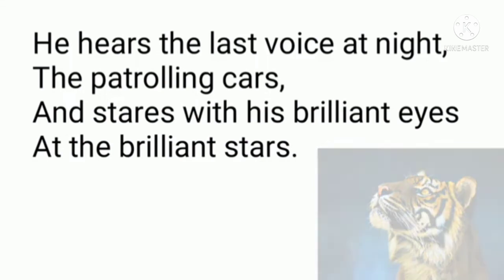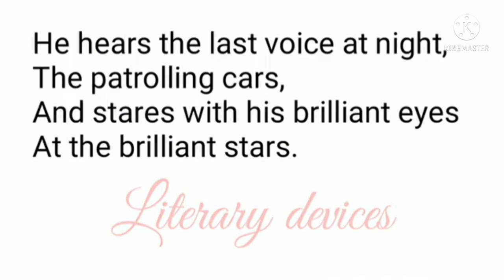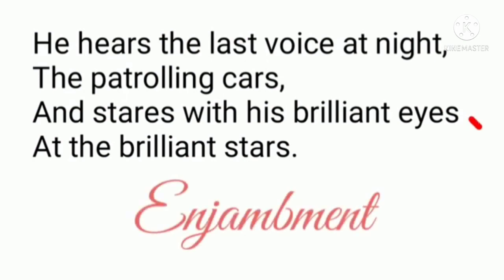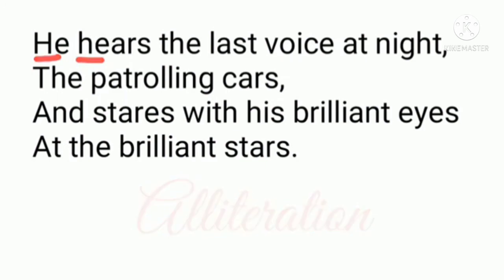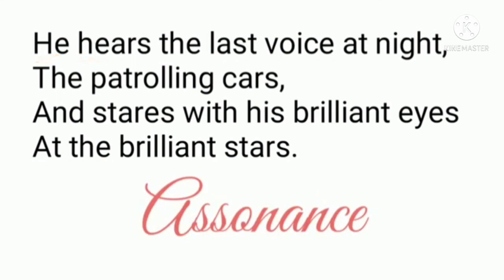Now, the literary devices in this stanza. The first literary device is enjambment, because the third line is continued without any punctuation mark to the 4th line. Brilliant eyes at the brilliant stars. That is called enjambment. The next poetic device that is used in this stanza is alliteration. The alliteration used here is he hears. H sound is being repeated in the very first line in the 2 words. Next is assonance. The vowel sound is being repeated again in the 3rd line. His, with, brilliant. So I sound is very common.